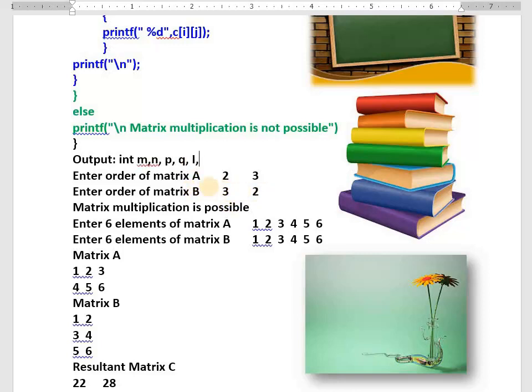Then i is for row index, j is for column index, k is for multiplying the corresponding elements and making the sum, multiply and sum. Next we need the A matrix.